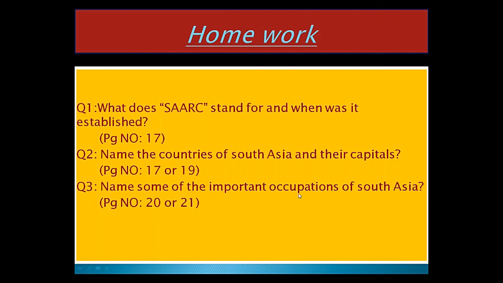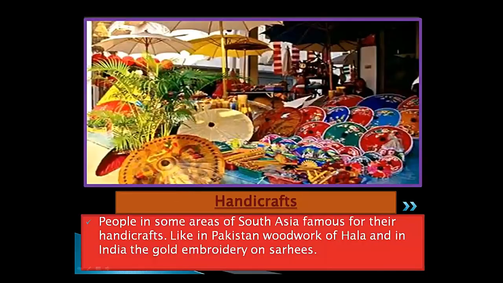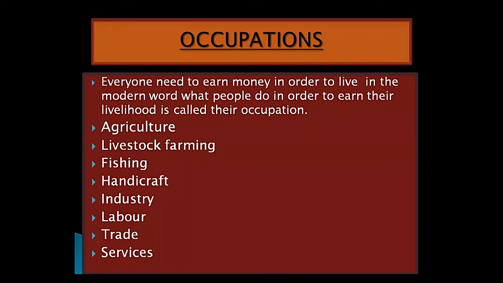Okay, third question is, name some of the important occupations of South Asia. You can see all the slides, but you can write just the names, because the question mentions name some. You can see the slide on occupations. Some of the important occupations of South Asia are agriculture, livestock farming, fishing, handicraft, industry, labor, trades, and services.